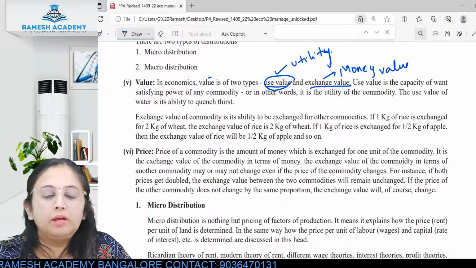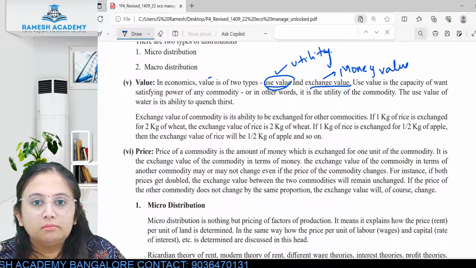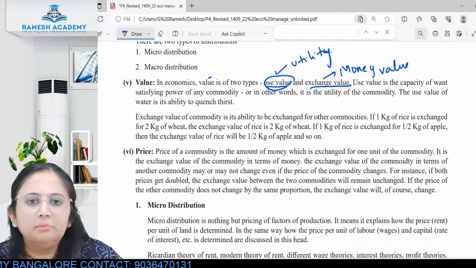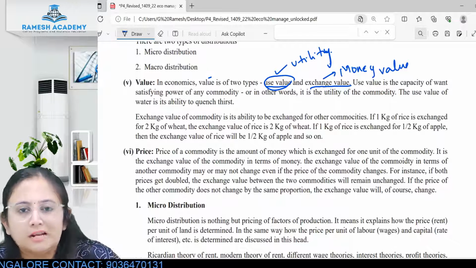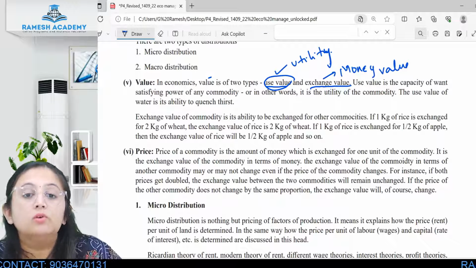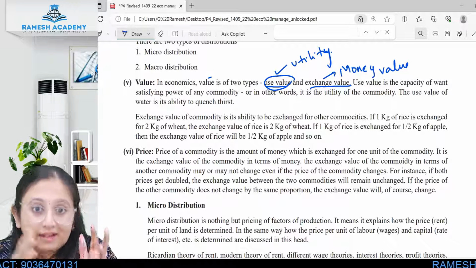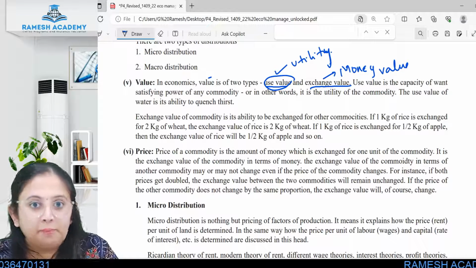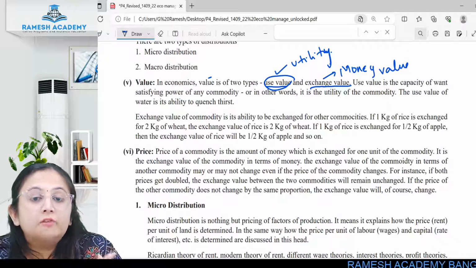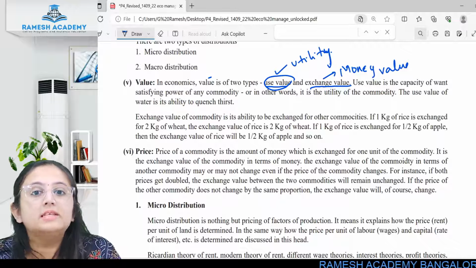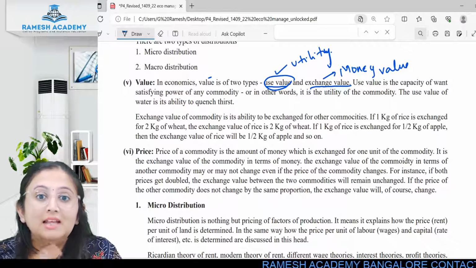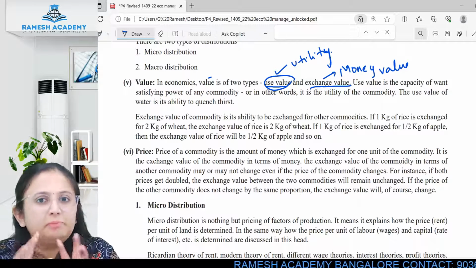But just now, I drank like 4 glasses of water. Again if you give me 1 more glass of water, that is not giving me any utility. That is not giving me any satisfaction. Correct. So there is no utility value. So use value means at that particular point of time, what kind of satisfaction a commodity is giving me, what usefulness or utility my commodity is giving, that is use value at that particular point of time.